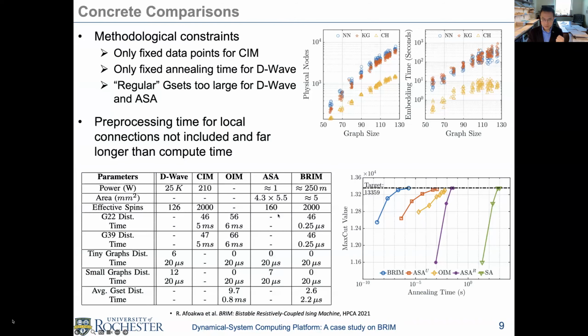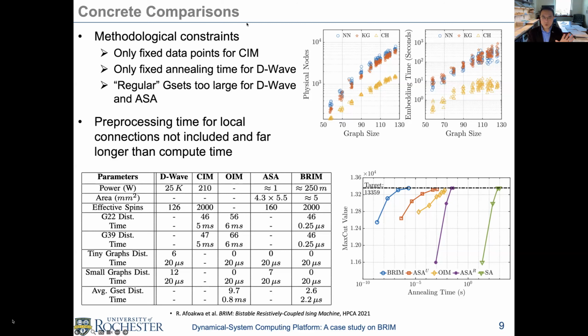So I hope the screen is showing fine. This is an imperfect comparison. I have to apologize because it's various machines. CIM, coherent Ising machine, we don't have access to that, but they did report on certain workloads. We're going to compare to that. D-Wave is an actual physical, commodity machine if you wish, while BRIM has not been prototyped. So it's an unfair comparison in that sense.